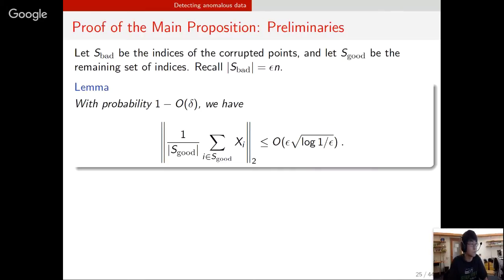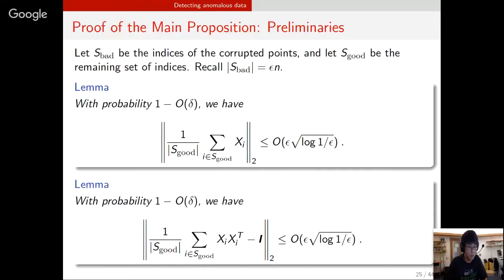Now we have the following two concentration inequalities about the good points. The first lemma says that with high probability, the empirical mean of the good points is small. Recall it should be 0. So the empirical mean of the good points is at most O of epsilon square root log 1 over epsilon in 2 norm. The second lemma says that the empirical second moment of the good points, recall it should be the identity, deviates from the identity in spectral norm by less than O of epsilon square root log 1 over epsilon as well.